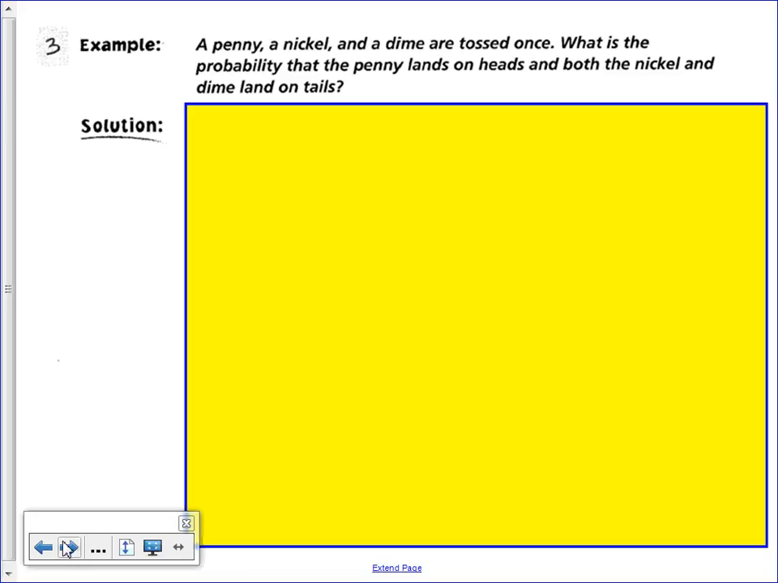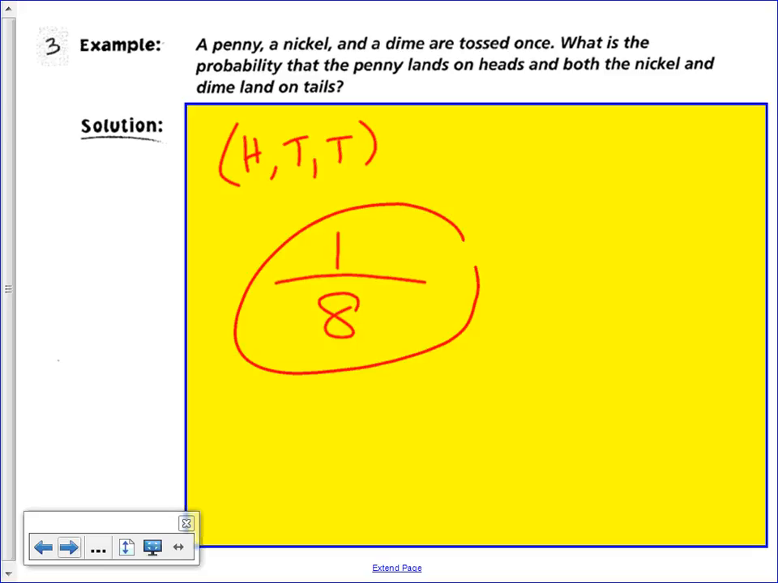So penny, nickel, dime, that's the same thing as tossing a coin 3 times. So basically, what's the probability that you get a heads, then tails, tails? It's 1 out of 8. To get a heads, then a tails, then a tails, if you look at your list, there's only one way to do it out of a total of 8.